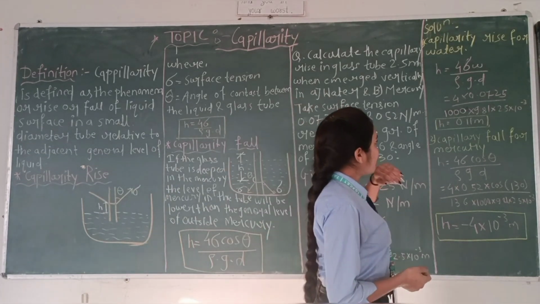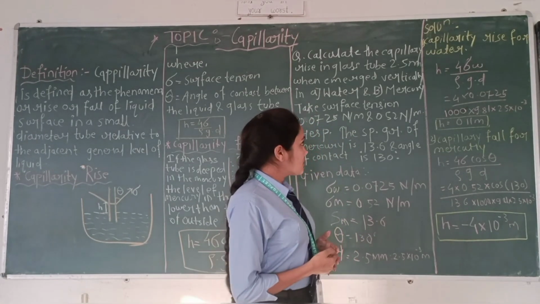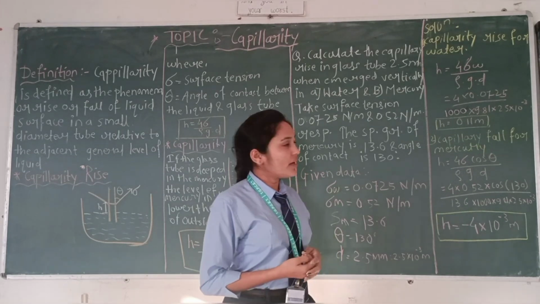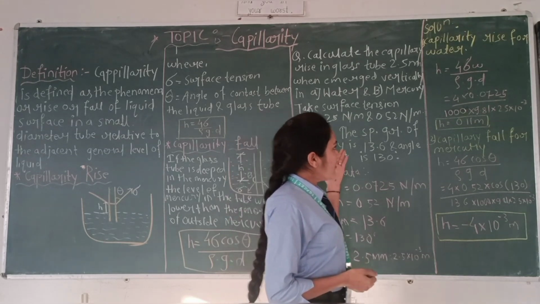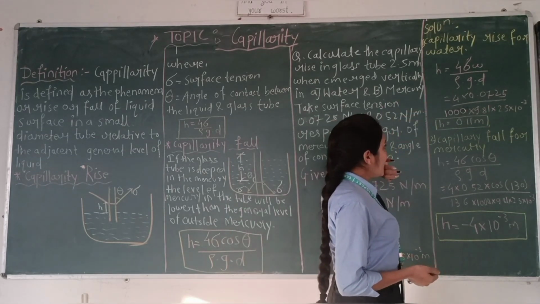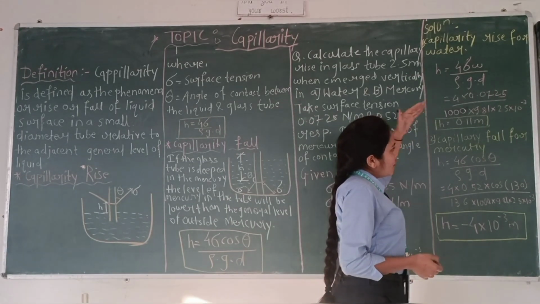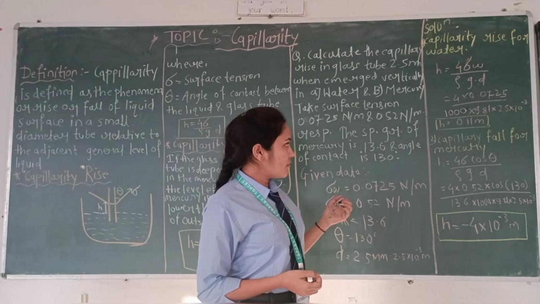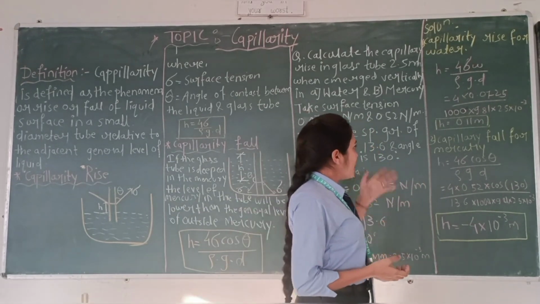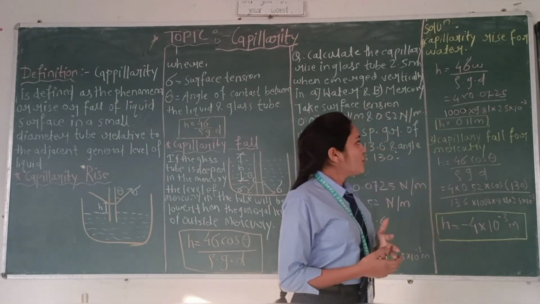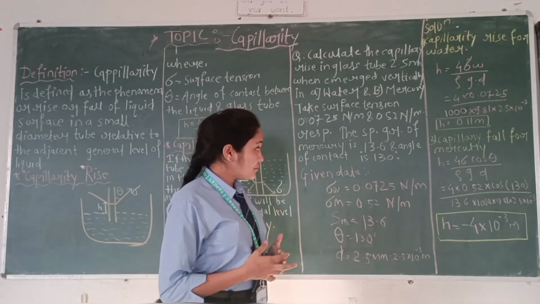Capillarity rise for water. First, we solve the capillarity rise for water. First put the formula h = 4 sigma W / (rho g d). Put the values: 4 into 0.0725 by 1000 into 9.81 into 2.5 into 10 raised to power minus 3. Solving, h is equal to 0.11 meter.